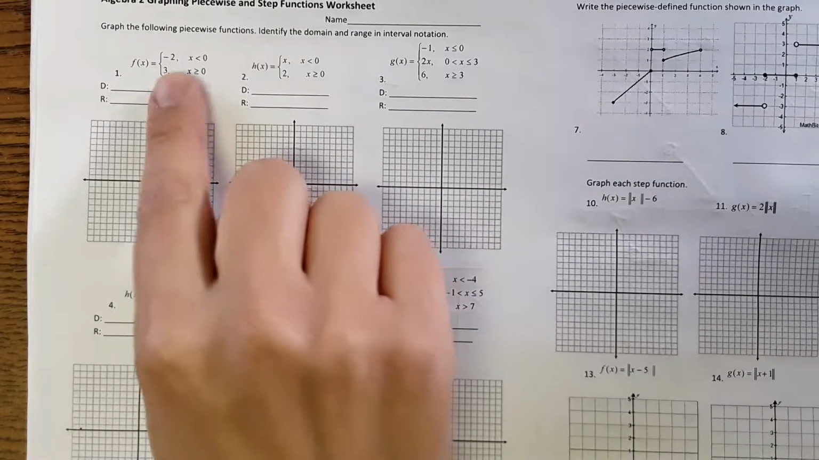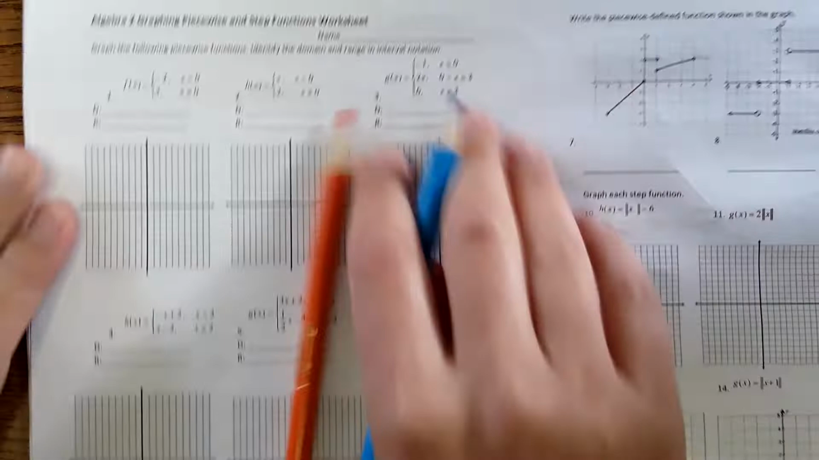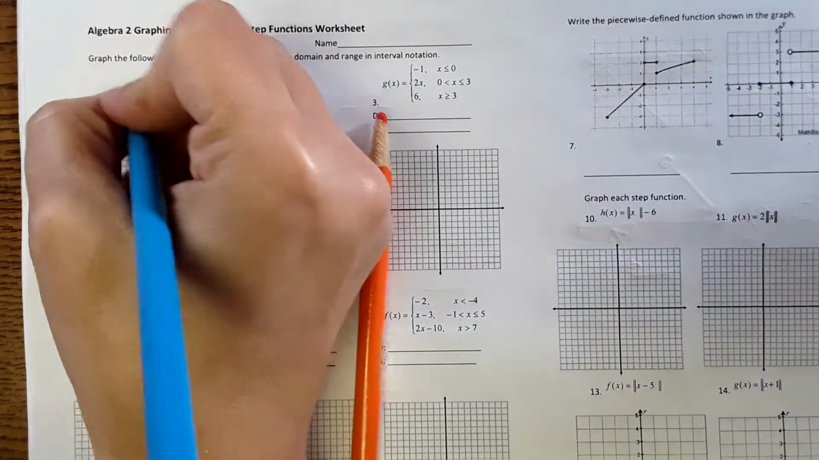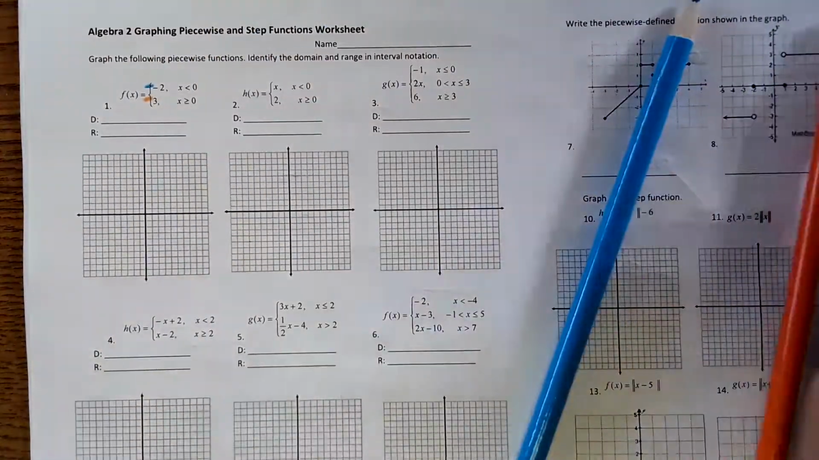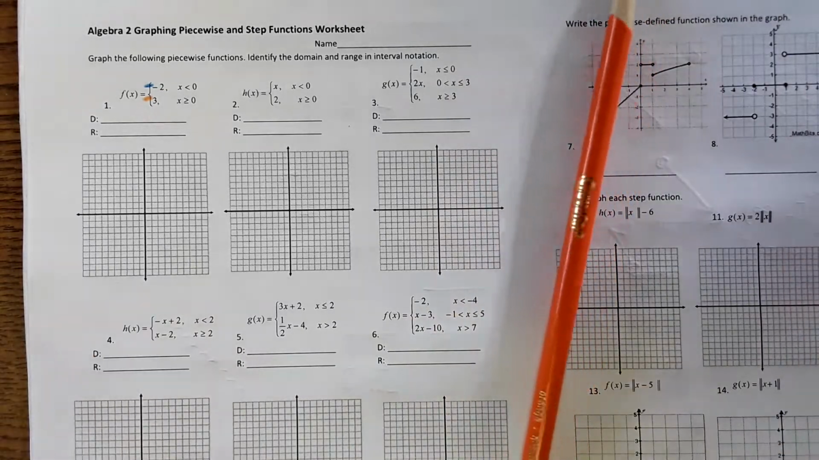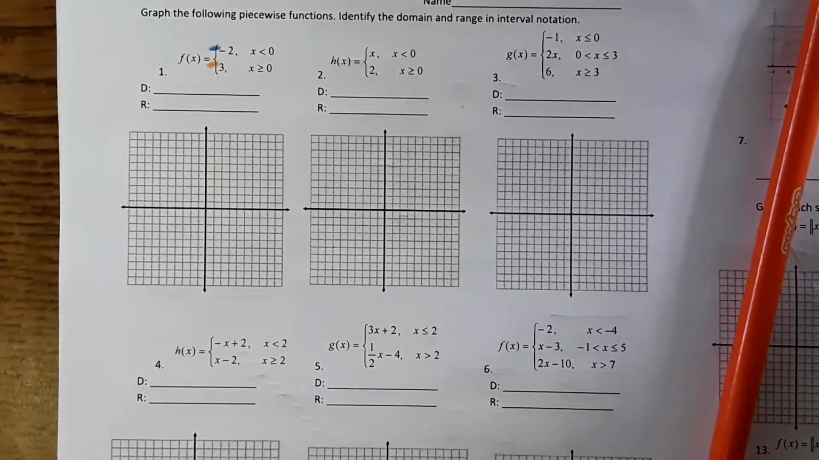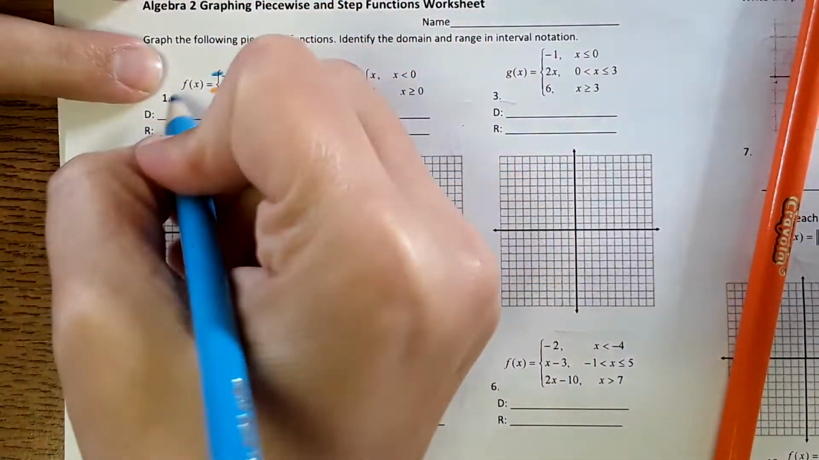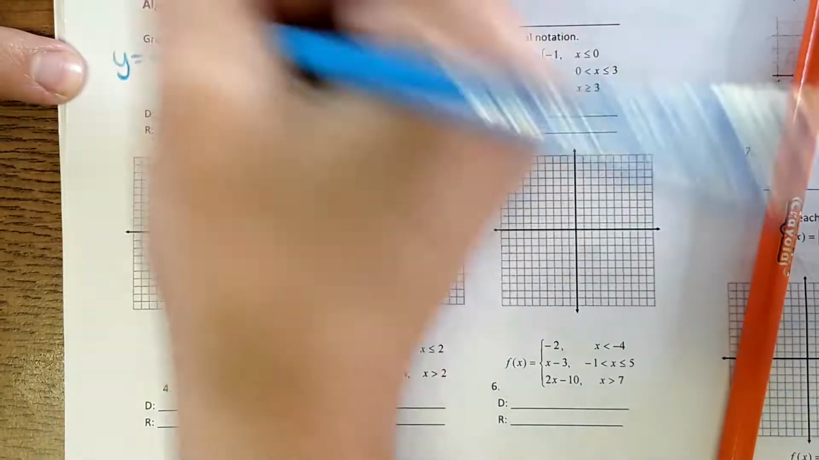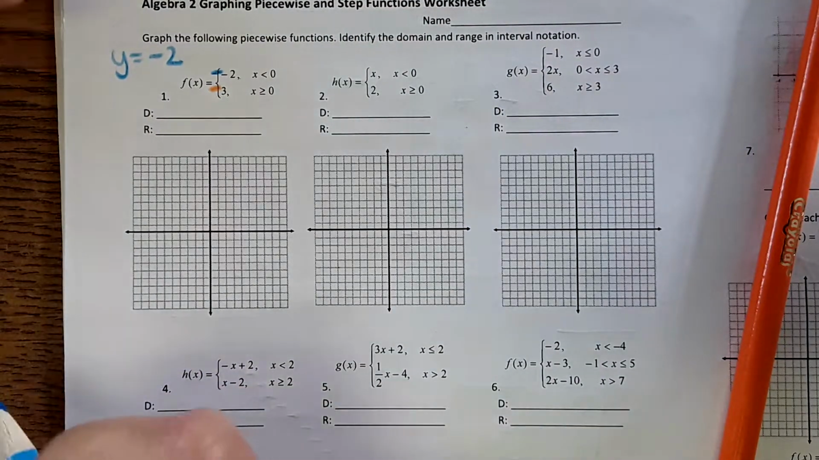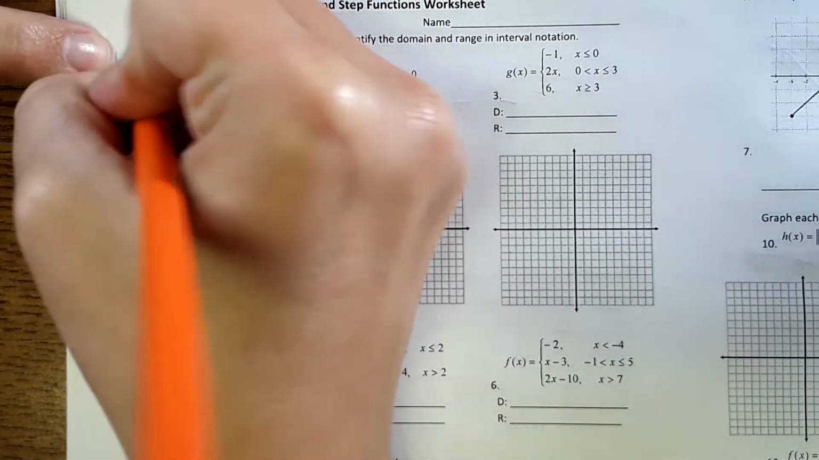Okay, so for the first one, we'll need two colors. I'm going to use blue and orange. So here, I'm going to do blue and orange for this part. I'm going to zoom in even more. Okay, so for blue, f of x equals -2, so the equation would be y equals -2. And that's the equation of the line we're going to graph. And then f of x equals 3, so the equation of the line would be y equals 3.